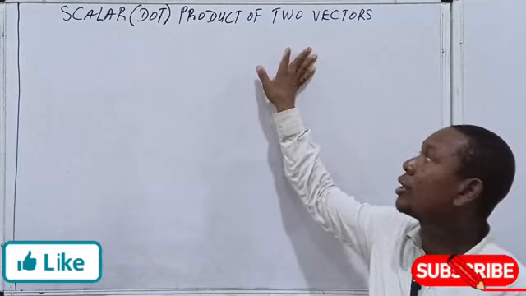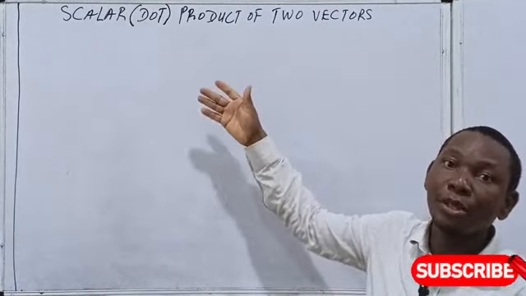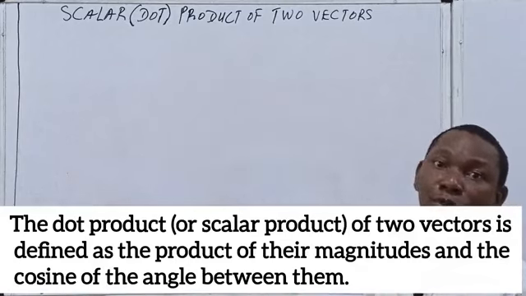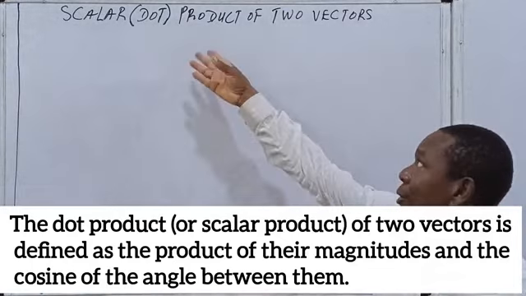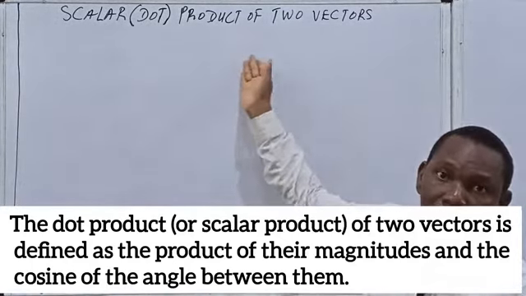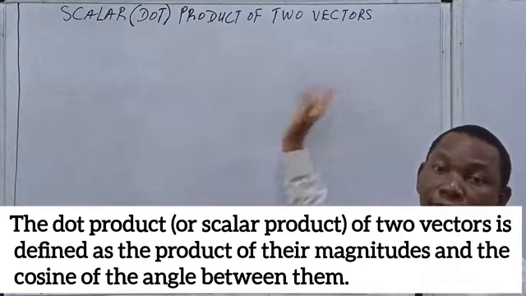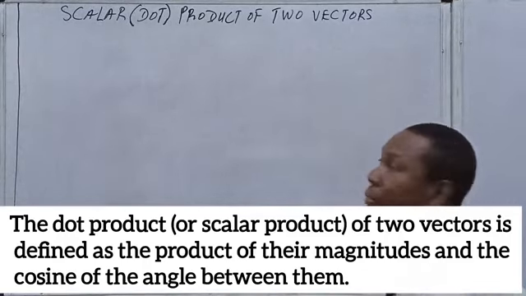Now let's imagine, or what do you understand by this? It simply means you're looking for the product of the magnitude of the two vectors and the angle between them. That is simply what dot product means, or what you're looking for: the product of the two vectors and the angle between them.